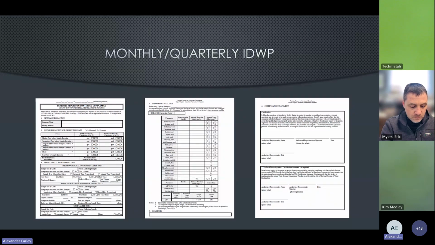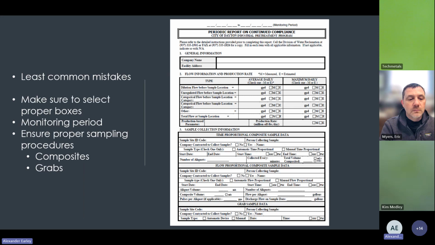So most of you that submit to us on a monthly or quarterly basis that do discharge are familiar with this. These are the three forms that are associated with the PRCC that you all are familiar with. This is just a broad overview of what each of those pages look like. We'll dive into each one of those separately in the upcoming slides. So this is the first page.